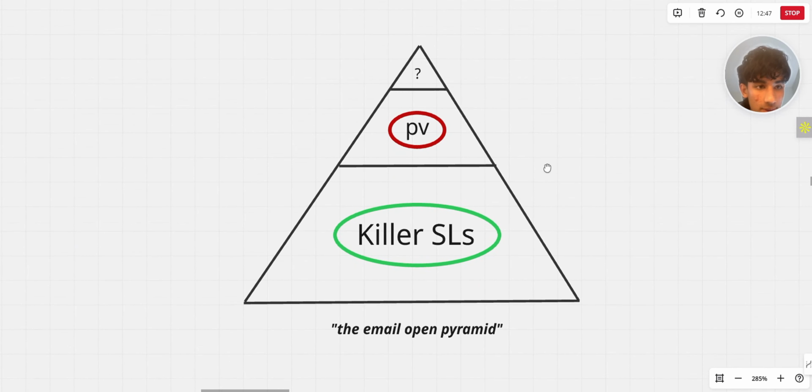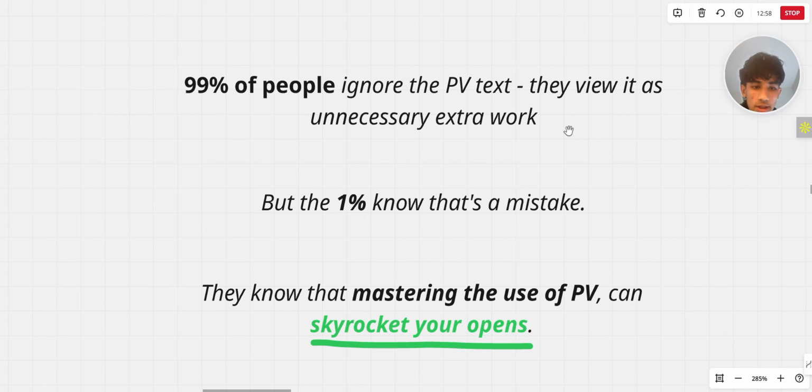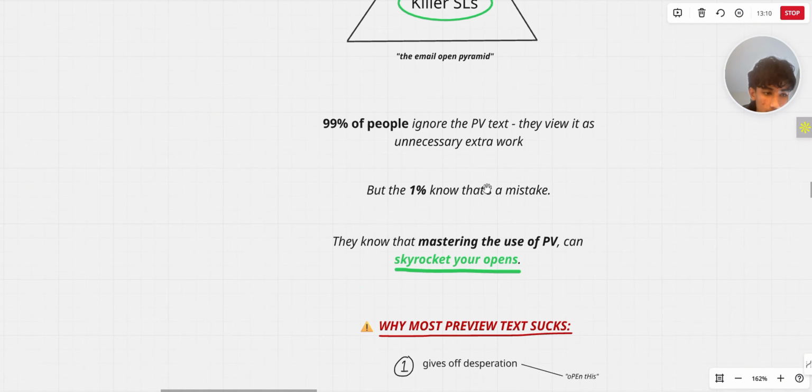But now that you understand what goes into having good subject lines, let's break down the next layer, which is preview text. Now, 99% of people completely ignore this, okay? They ignore the preview text, especially coaches and info product owners. I don't know what it is, but they just view it as unnecessary extra work. But the people who get the very best results with email marketing know that's a mistake.